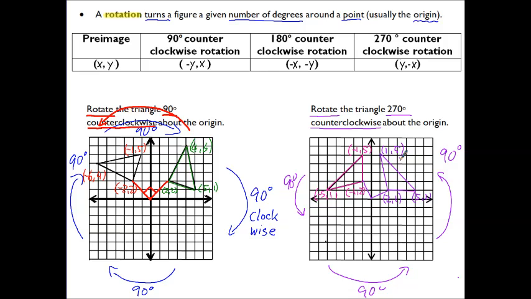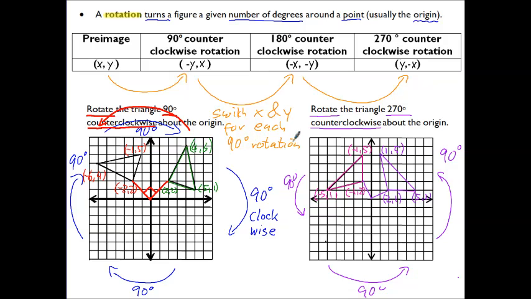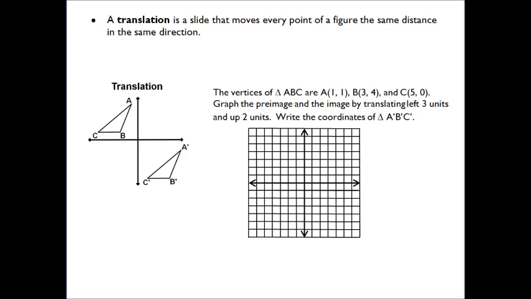So essentially, for every 90-degree rotation, the x's and y's switch places. For every 90-degree rotation, the x and the y switches. And for the positives and negatives, just think about which quadrant of the coordinate plane does the figure land in. Let's move on to translations.